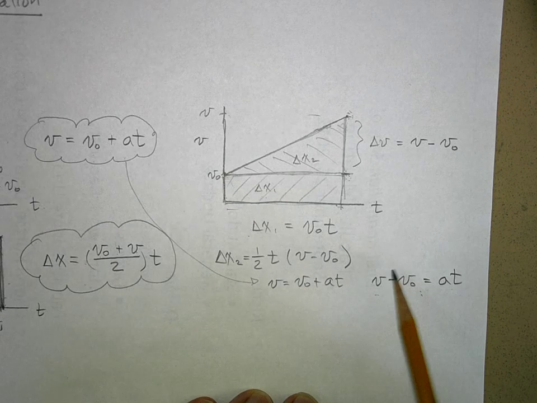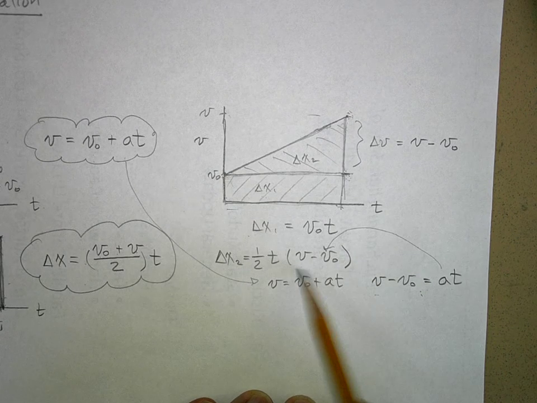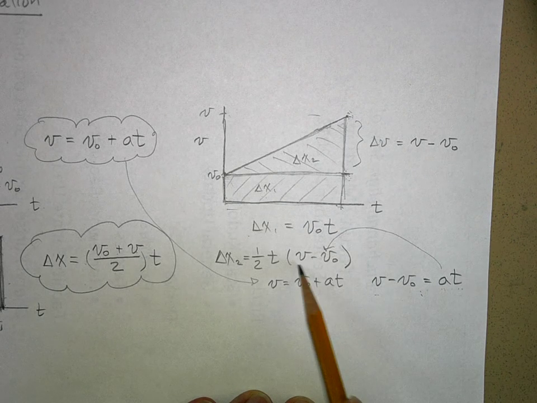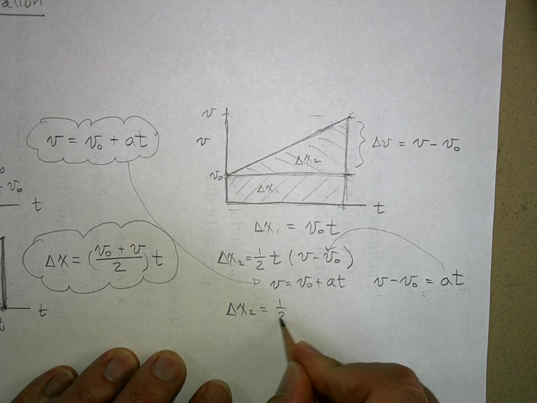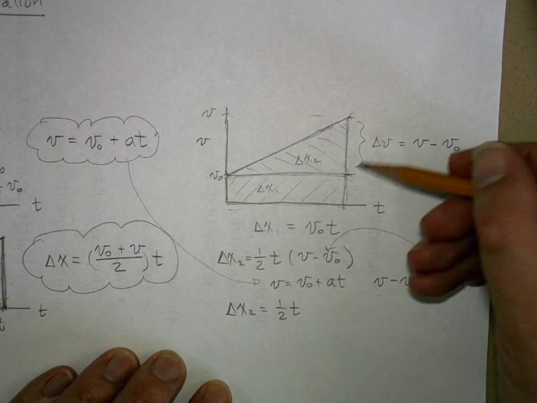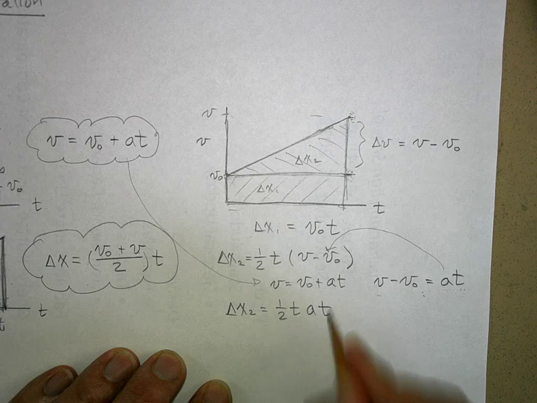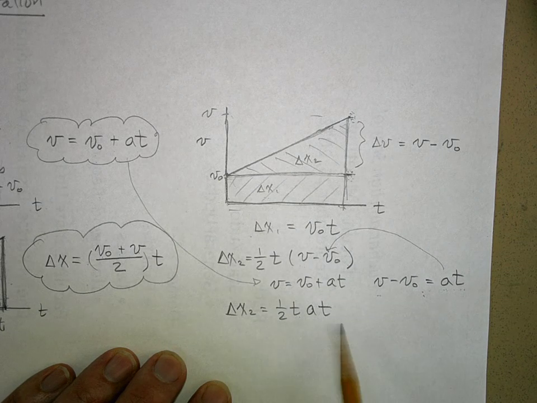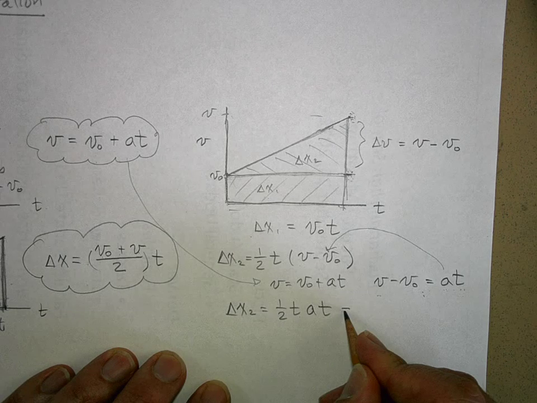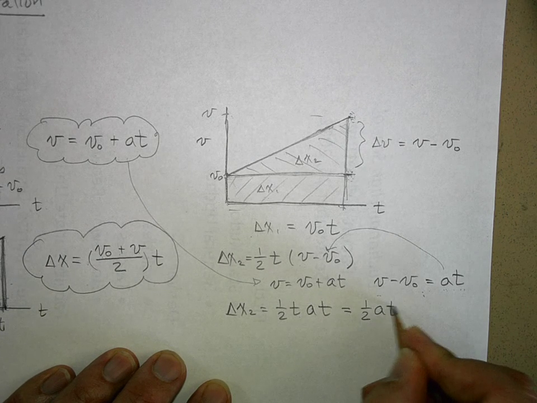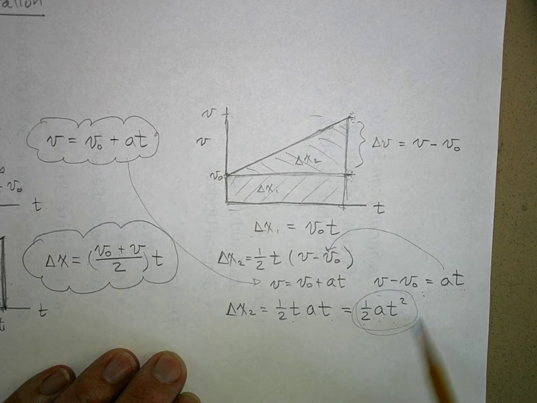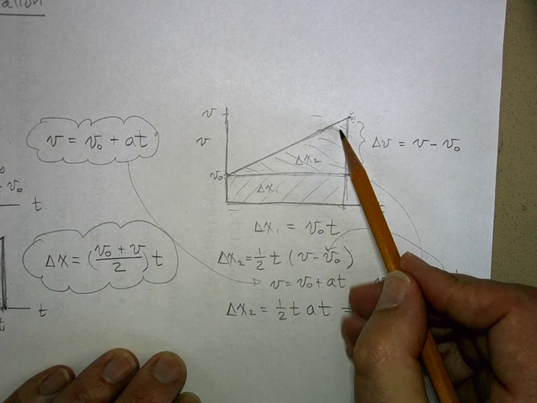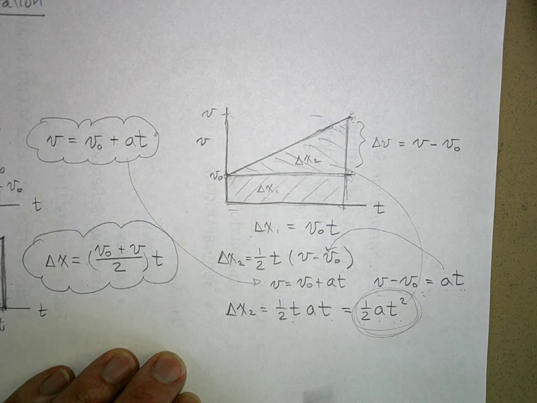So now I can substitute this a times t, the acceleration times time, in for v minus v naught in my equation. 1/2 the base times the height. But now the height here, I can consider to be a times t. Well, this is pretty screwy looking. So I'm going to call that t times t is t squared. So it's 1/2 the acceleration times time squared. So this gives me the area underneath the triangle expressed in terms of time and acceleration.